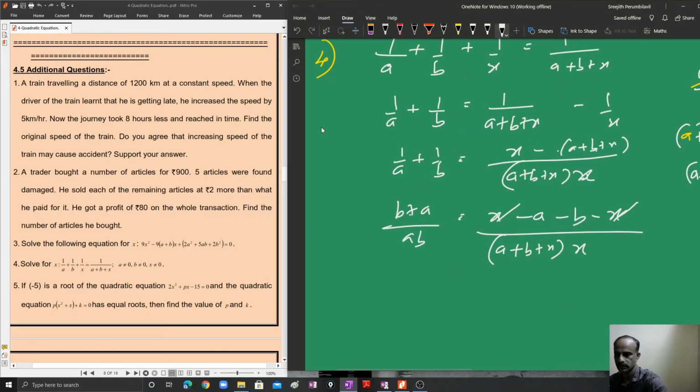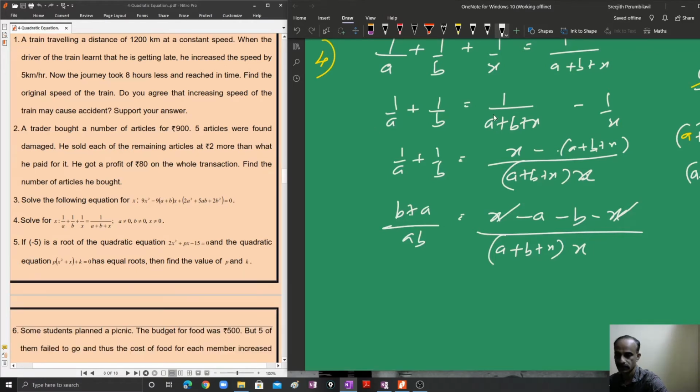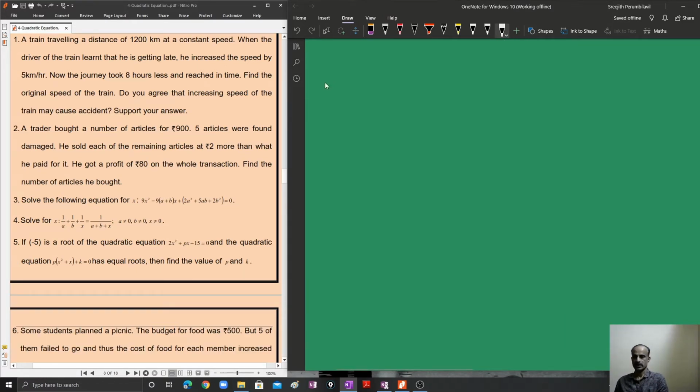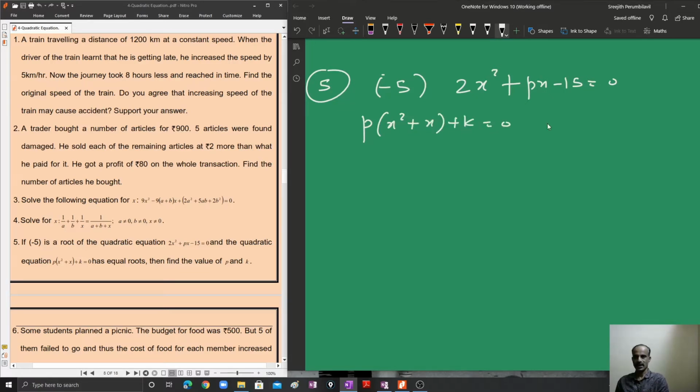Next question. Question number 5, it is important. Question number 5. If minus 5 is the root of the quadratic equation 2x square plus px minus 15 equal to 0, and the quadratic equation p into x square plus x plus k equal to 0 has equal roots, then find the value of p and k.